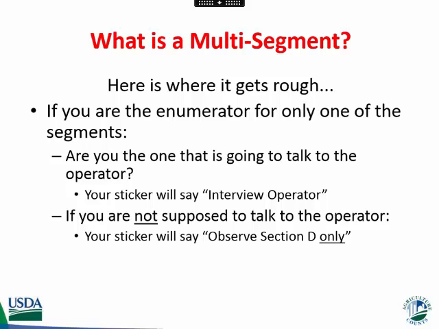Now it gets real rough if you're the enumerator for only one of the segments and there's another enumerator who also has Bob in one of their segments. So, are you the one that's going to talk to the operator? Well, if your sticker says interview operator, you are going to talk to Bob. But if the sticker says observe Section D only, then you're not supposed to talk to Bob. You're only going to look at the land in the segment, and you're going to make your best guess to draw off the fields and make your best guess as to what's going on in those fields in Section D. We don't want to bother Bob.